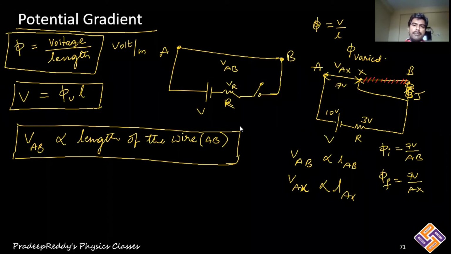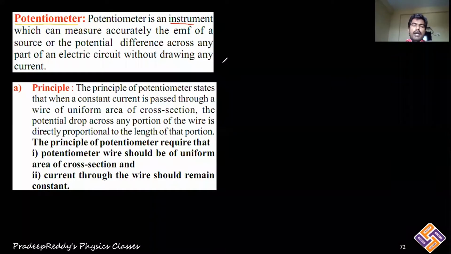Now using the concept of potential gradient, we will be constructing a potentiometer. As we have already learnt, a potentiometer is an instrument which can accurately measure the EMF of a source or a potential difference across any part of an electrical circuit. So in order to find the potential difference across any part of the circuit, or in order to find the EMF of the given cell, we will be using a potentiometer.